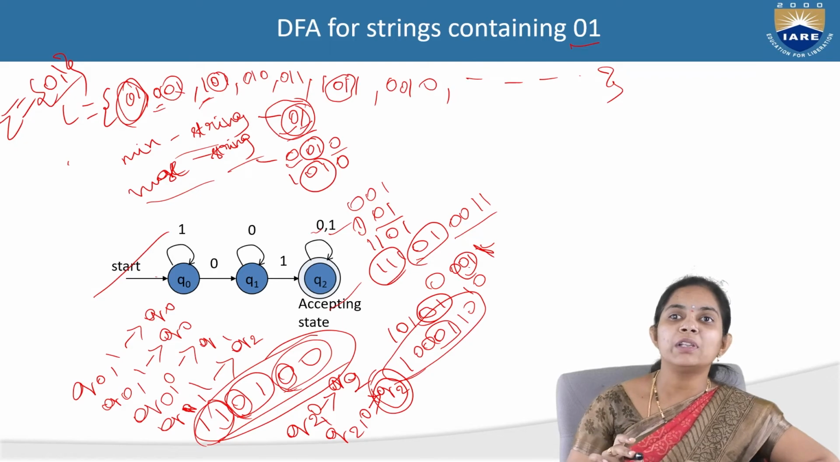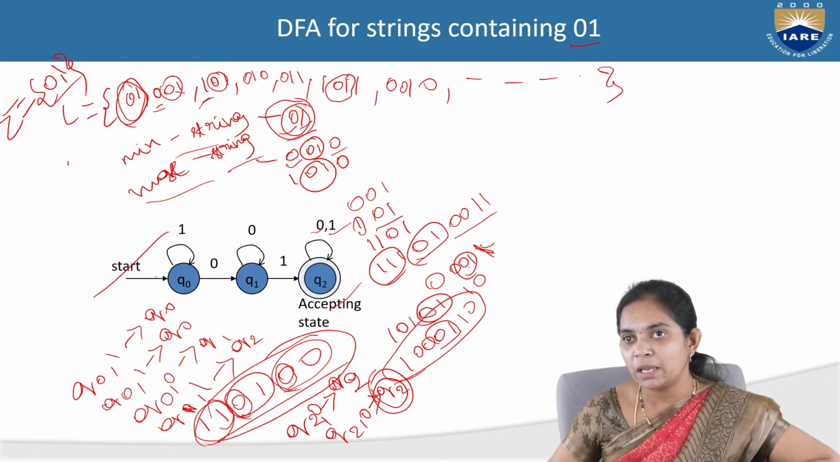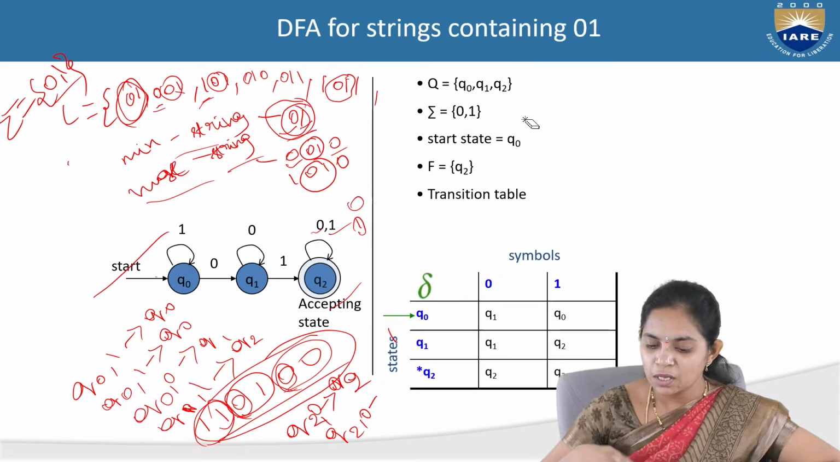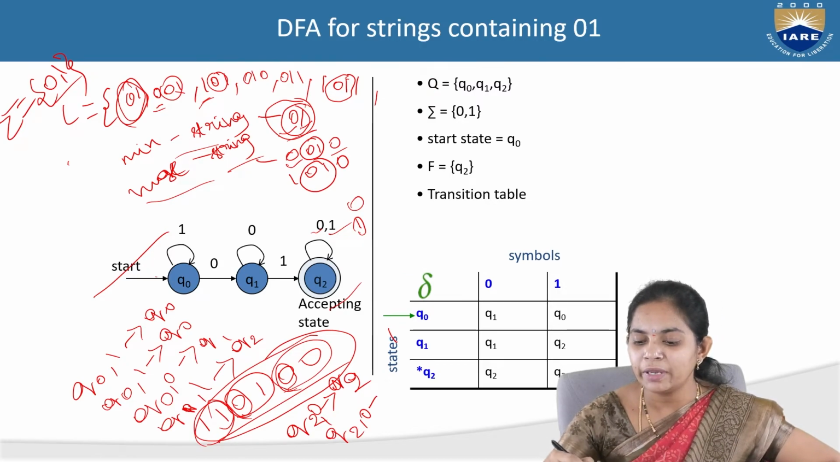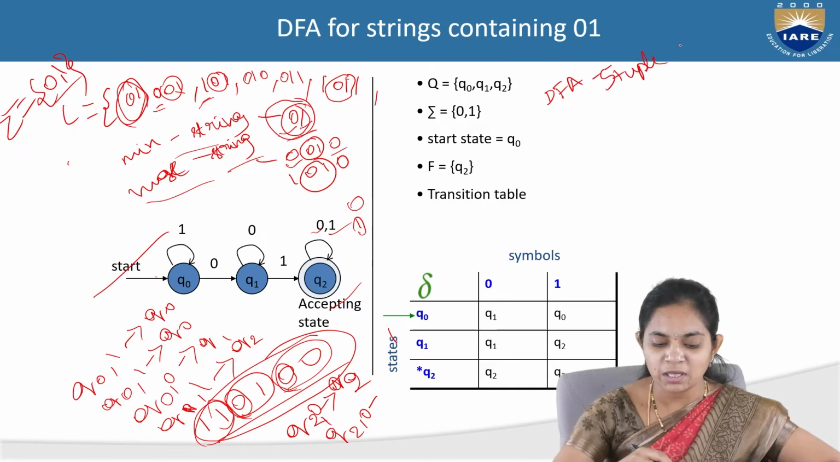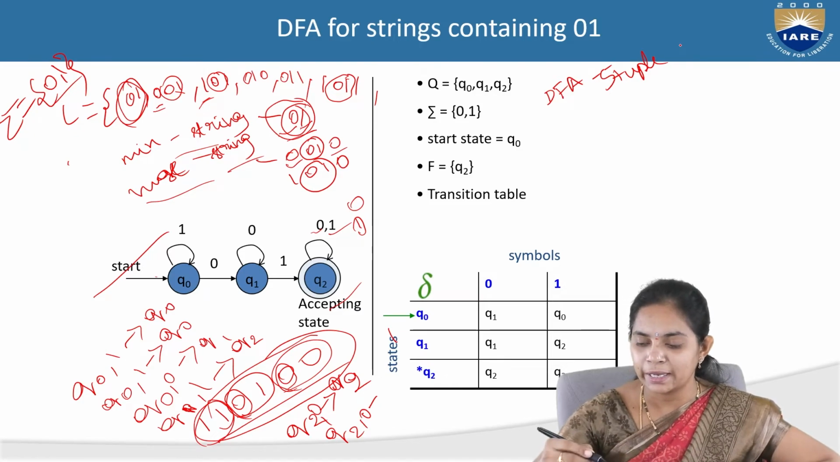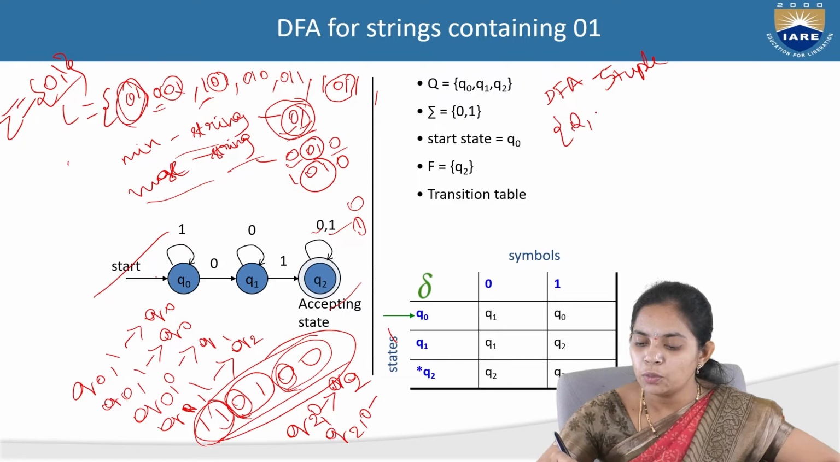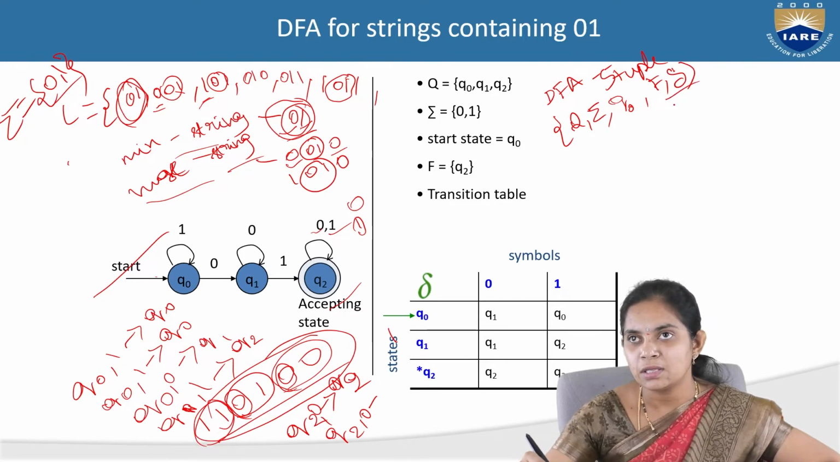And the second one is the tabular representation. So tabular representation is like this. Here, if you observe, we have to represent the DFA with a five-tuple. After construction of this DFA, we'll easily get that five-tuple. In the five-tuple, we have Q, sigma, the initial state, the final state, and next a transition function. So delta is the transition function.